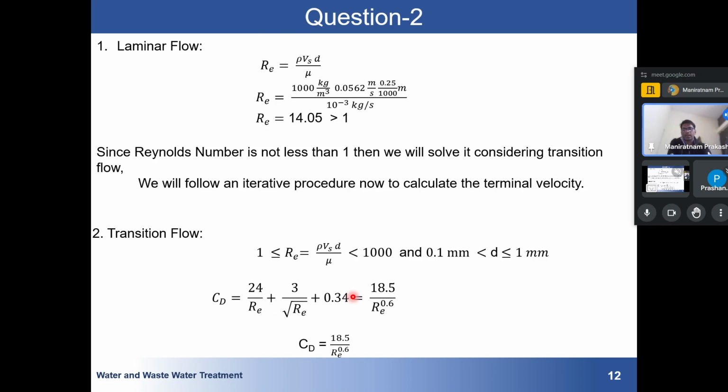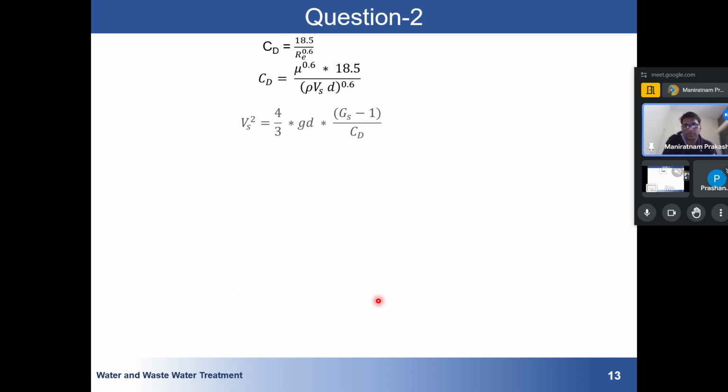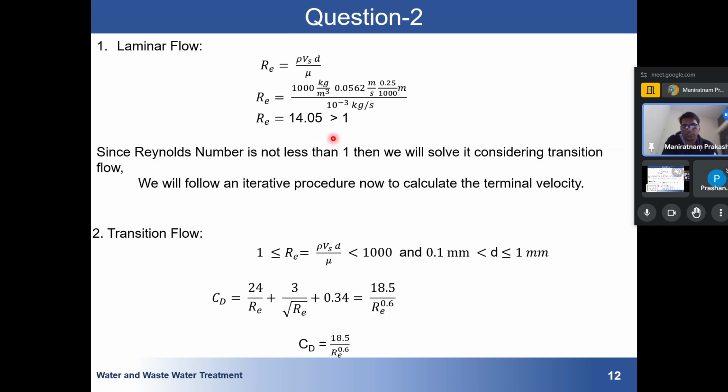Now, see, the next challenge was that in this equation I have to put the value of CD. For putting the value of CD I have two options, either to use this equation or to use this equation. If I am using this equation, that is CD is equal to 18.5 by Re to the power 0.6.